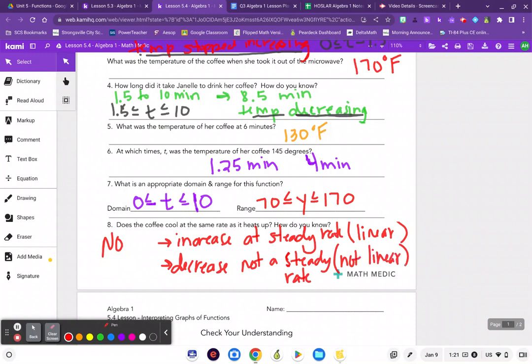Okay. All right, and so your job is to go ahead and try your best at the 5.4 Check Your Understanding. I would encourage you to watch the 5.4 notes page on the vocabulary and the example before doing the Check Your Understanding, and then, of course, asking me questions that you have.